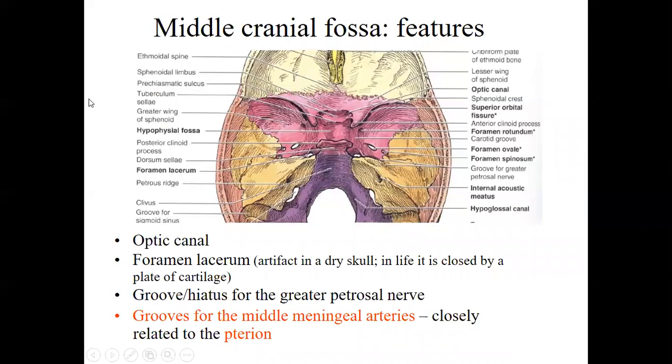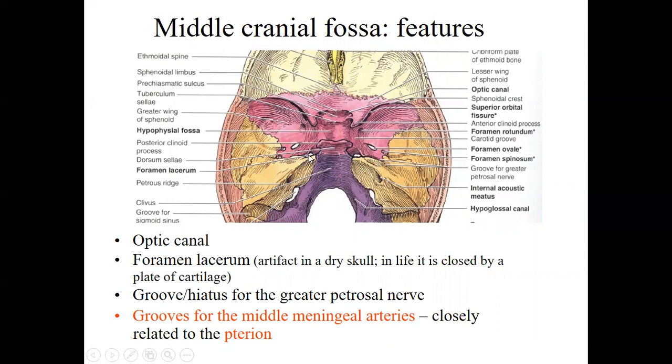There are a few important openings that you have to know here. The first one is the optic canal. You can see here, this is the optic canal. And we also have the foramen lacerum in the middle cranial fossa. And we also have the groove, or hiatus, for the greater petrosal nerve. You can see here, this is the groove. Then the groove for the middle meningeal artery, which is not shown here, that is closely related to the pterion. So these are important bony landmarks that we have to know.